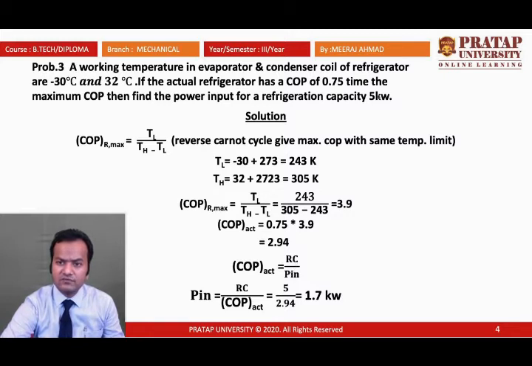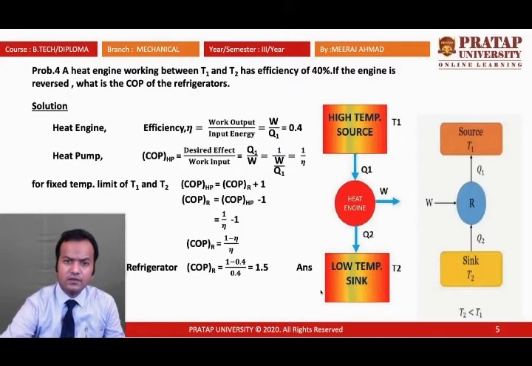RC is given as 5 kilowatt, and you have to find the power input by dividing RC by the actual COP. You find the value of power input is 1.5 kilowatt. Then move to the next numerical. It is a very important numerical from the objective point of view and the competitive point of view.